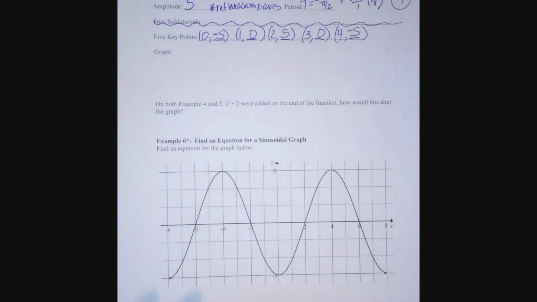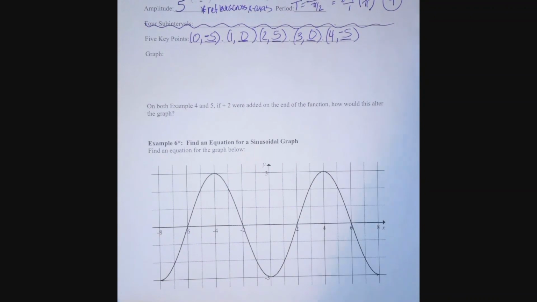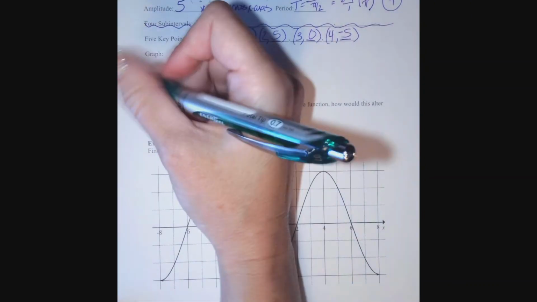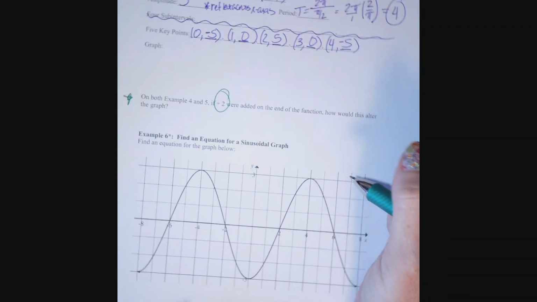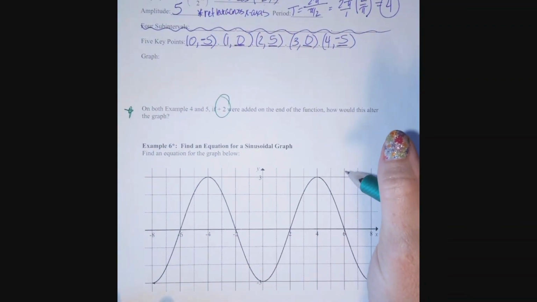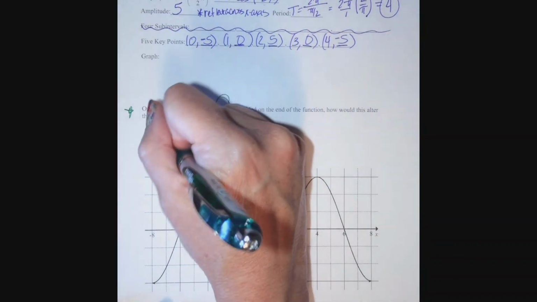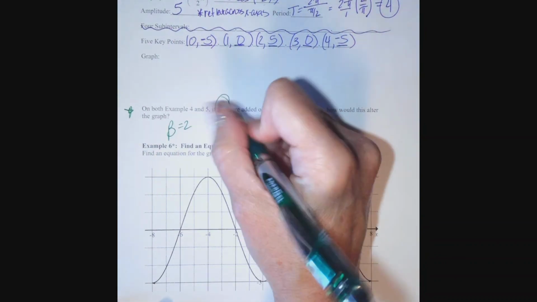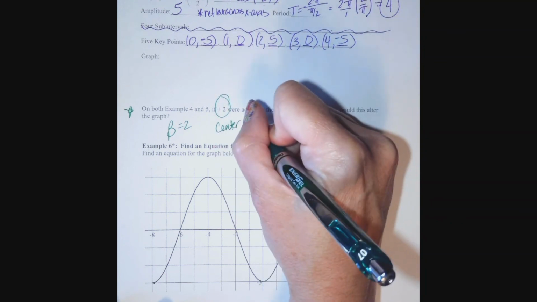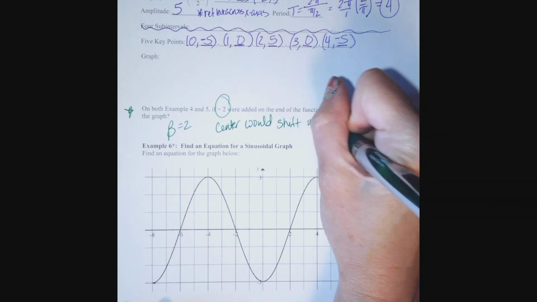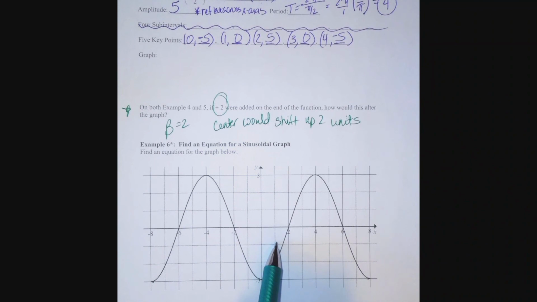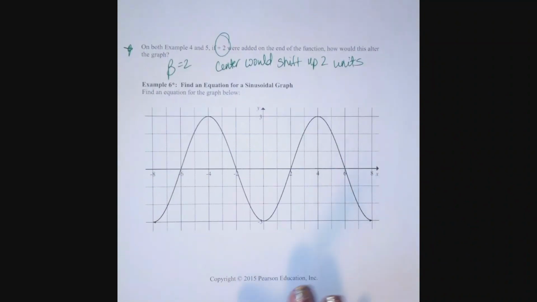Here's an if. On both those last examples, 4 and 5, if +2 were tacked on at the end of the function or at the beginning, what would that do to the graph? Well, that +2 would be a value for beta, which gives me my center. So my center would shift up 2 units. It's not balanced on the x-axis anymore. It would be balanced around 2, so it would change the range of my graph.